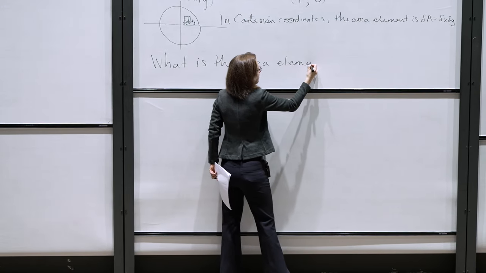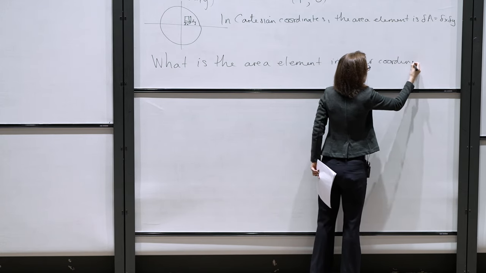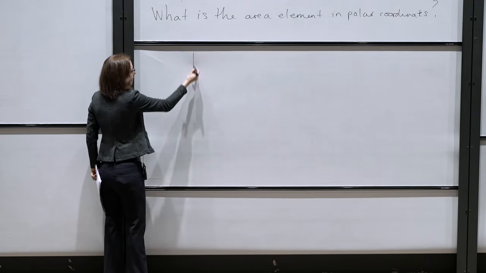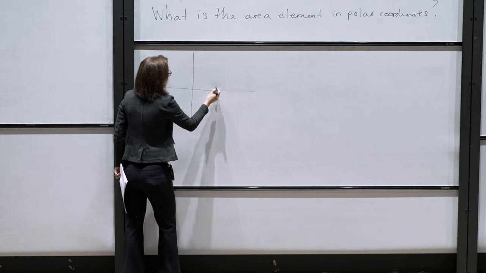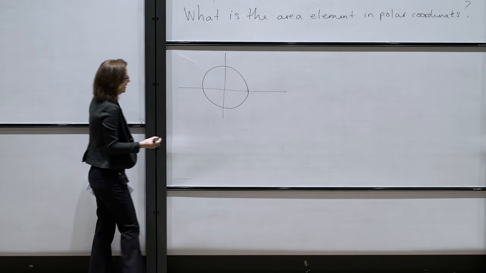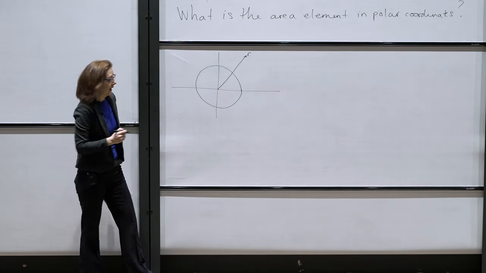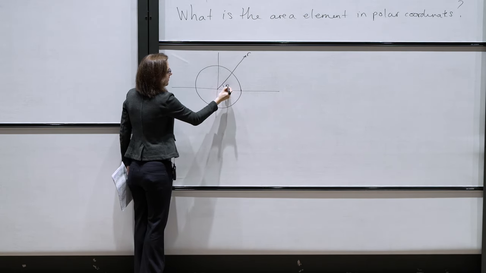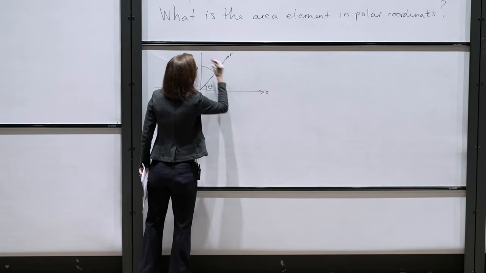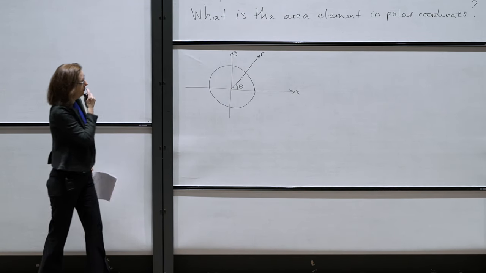So what is the area element in polar coordinates? Let's think of our domain again. Here's our circle that we want to integrate over to compute the area. This time I'm going to use a radial coordinate r and an azimuthal coordinate theta, so that theta equals 0 corresponds to the x-axis as before. What does it mean to increase by a small amount of theta, and what does it mean to increase by a small amount of r?